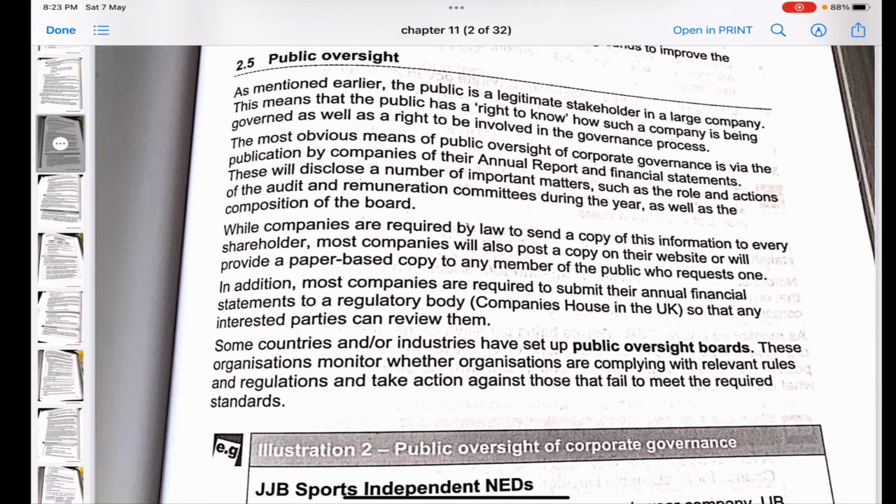Public oversight. So what is public oversight? Giving you a minute, just read it. It's very easy.